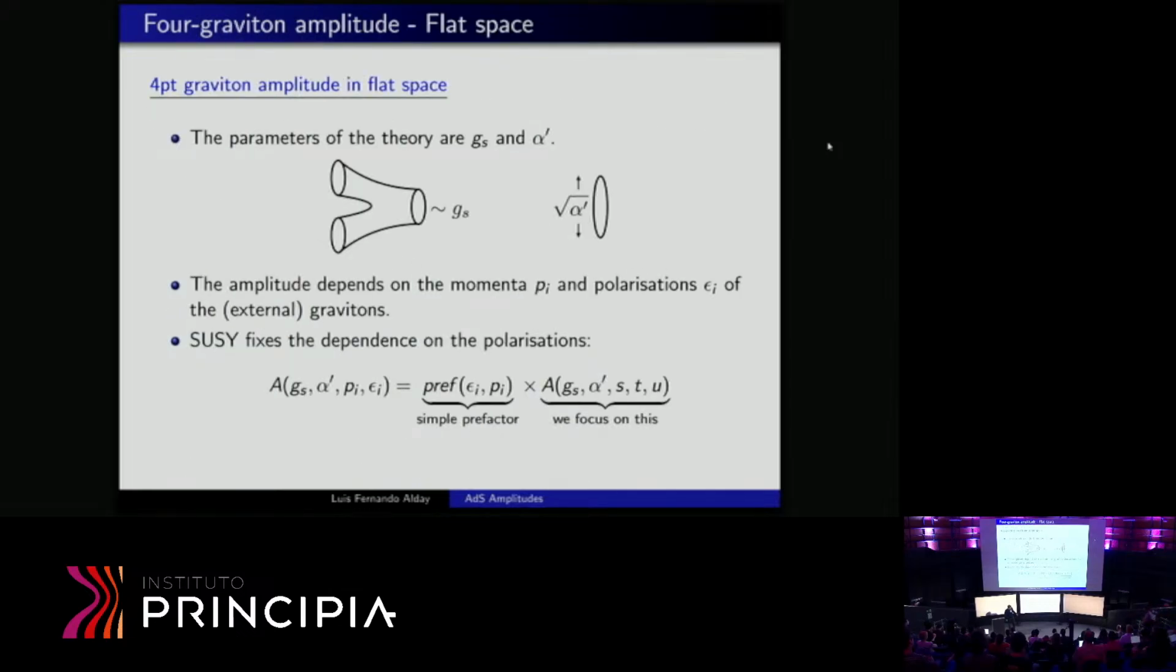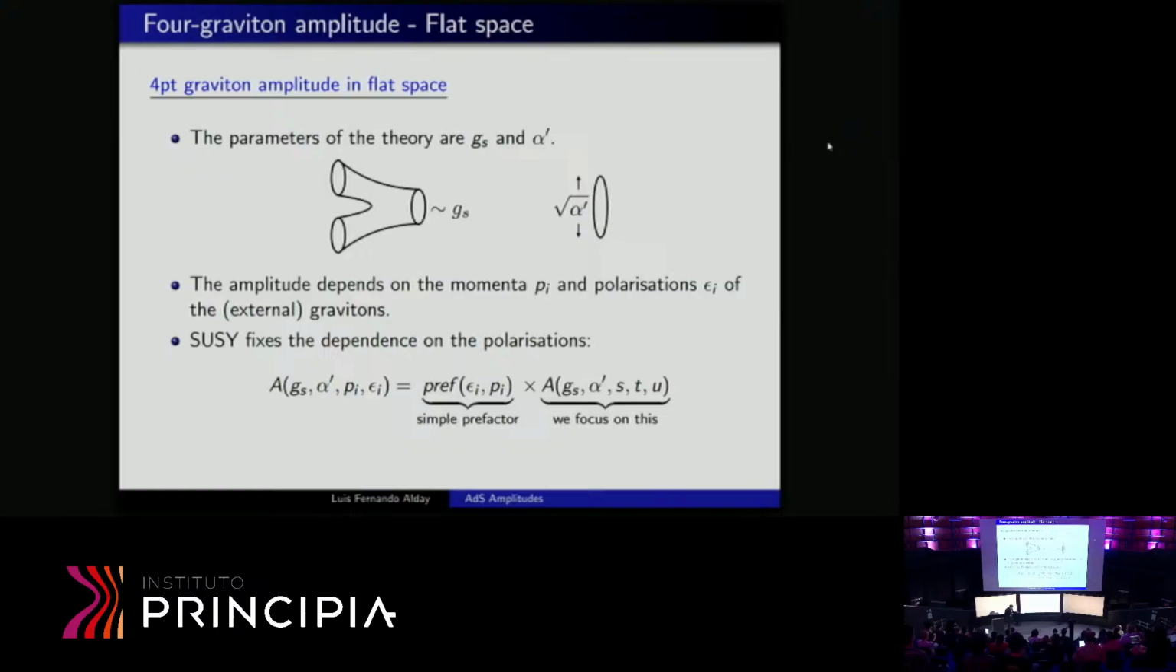Now, for string theory, for the 4-point graviton amplitude in flat space, the parameters of the theory are the string coupling constant, GS, and the size of the string, square root of alpha prime. In addition, the amplitude depends on the momenta and polarizations of the external gravitons. However, supersymmetry fixes the dependence on the polarizations through a computable prefactor, and this is the object that we will focus on. So it's a function of GS, alpha prime, and the three Mandelstam variables, S, T, and U.